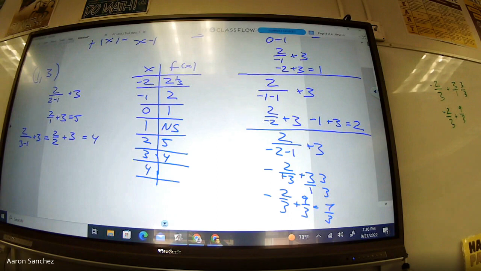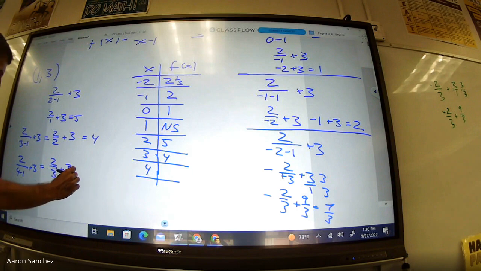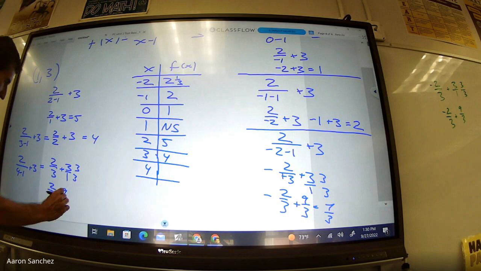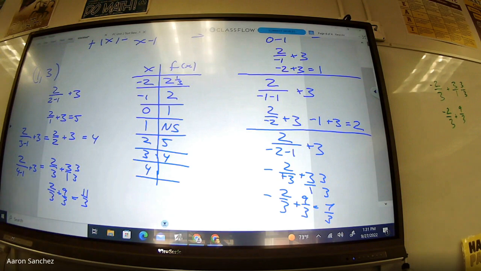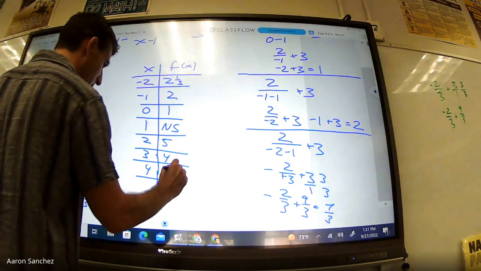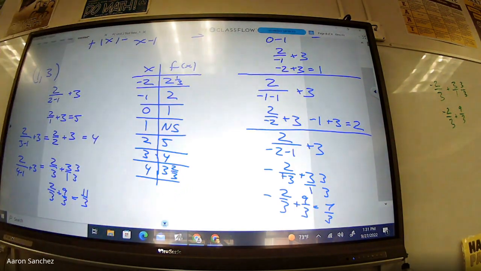Right? Now we're going to have the hard one. 2 over 4 minus 1 plus 3, which is 2 over 3 plus 3. So we're doing the same thing, right? So multiply 3 over 3. So it's 2/3 plus 9/3. So that's 11/3. 3 goes into 11 3 times with the remainder of 2. So it's 3 2/3. Is that right? So there's my table.